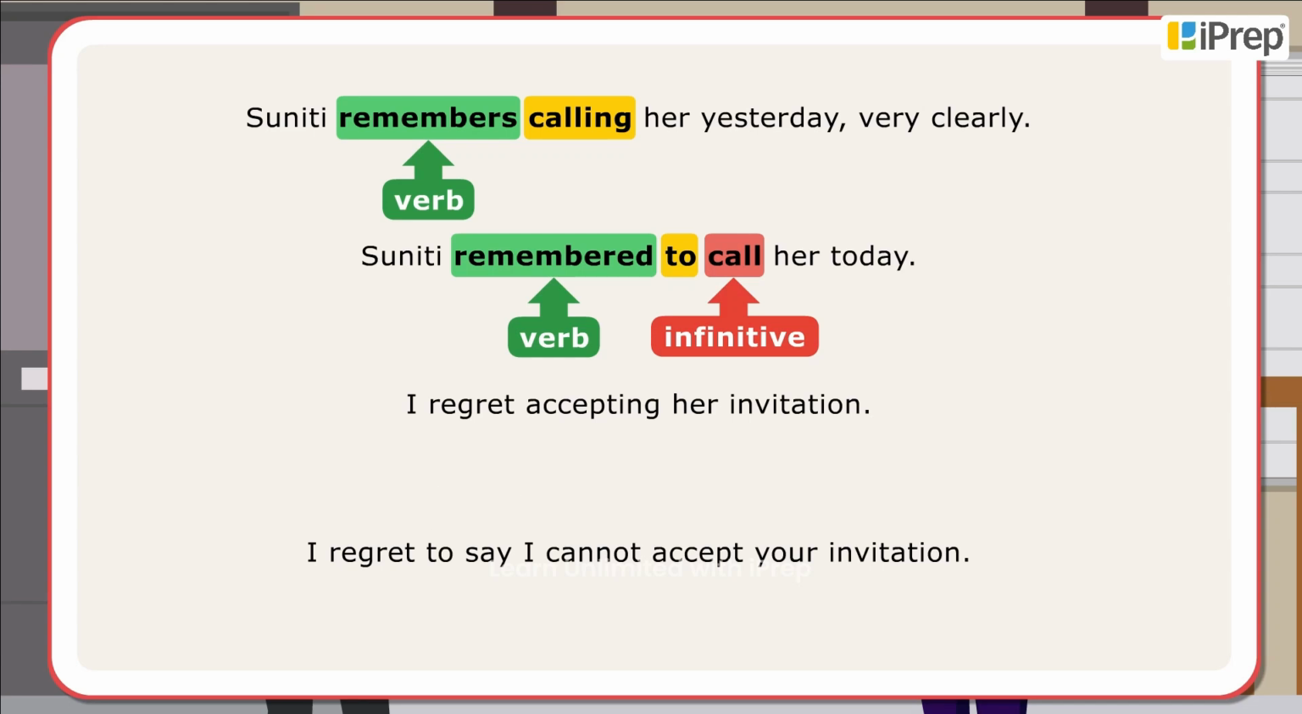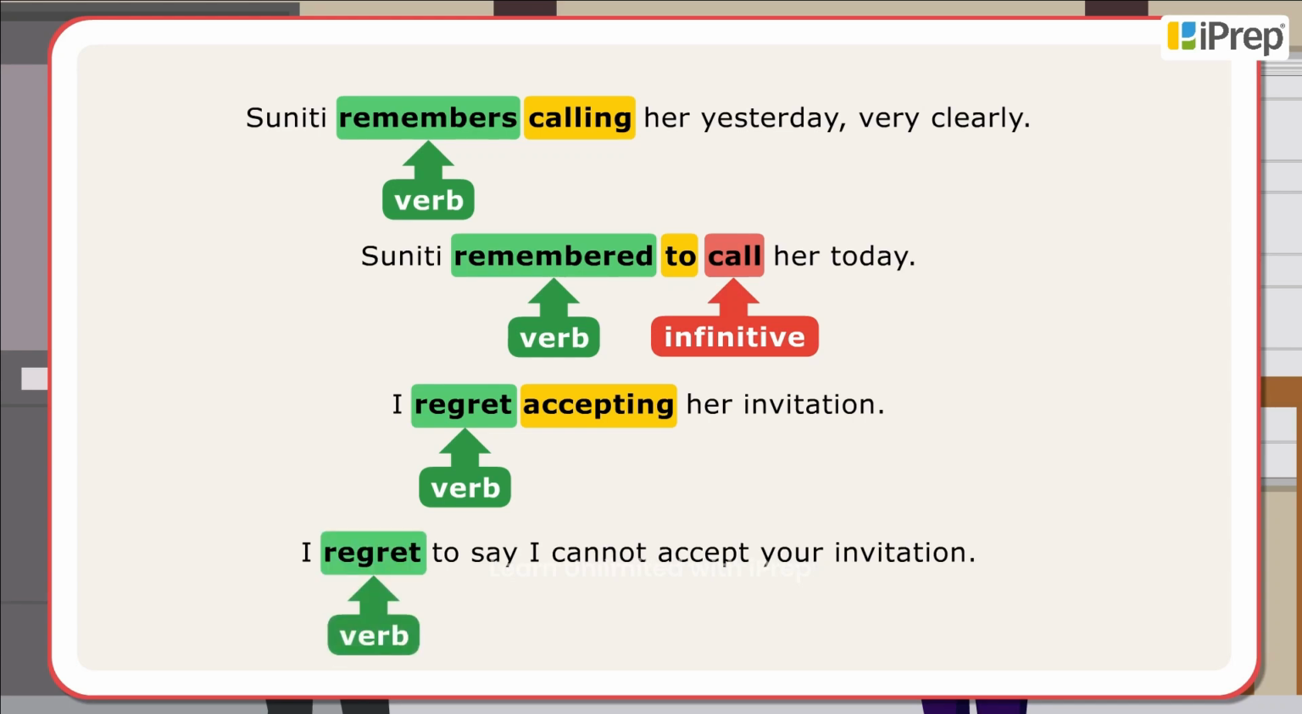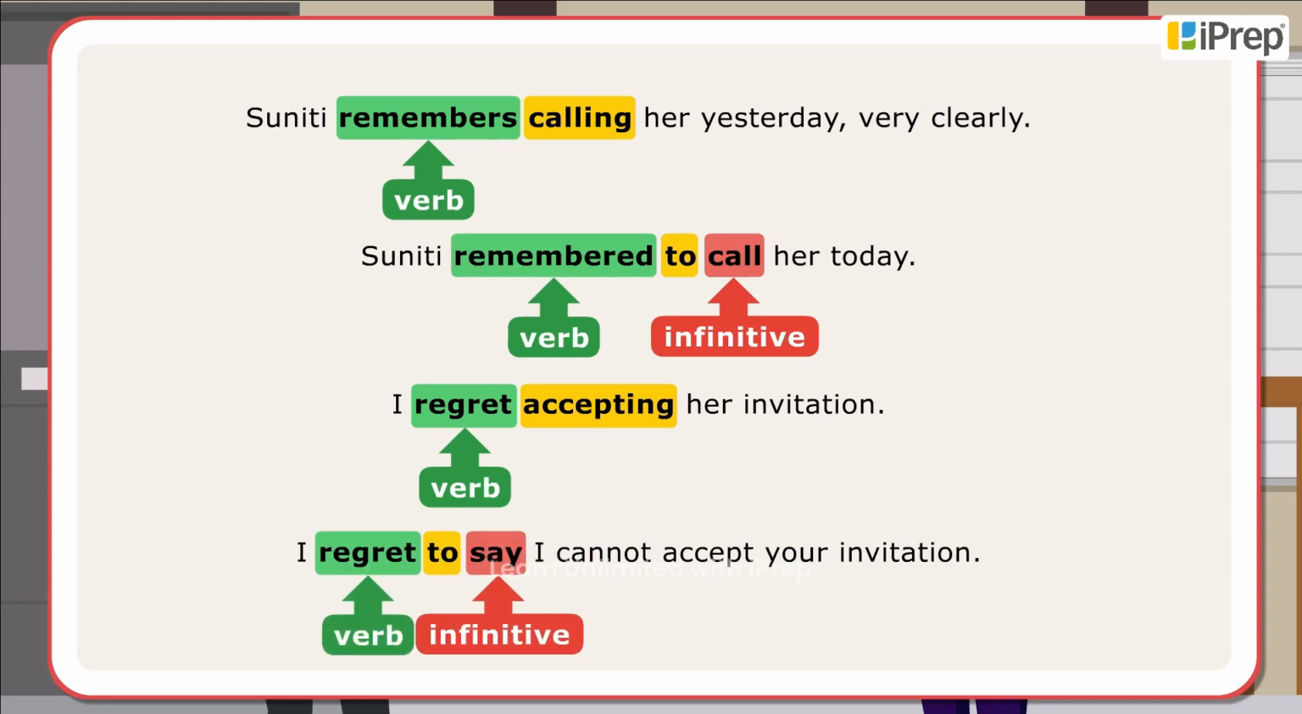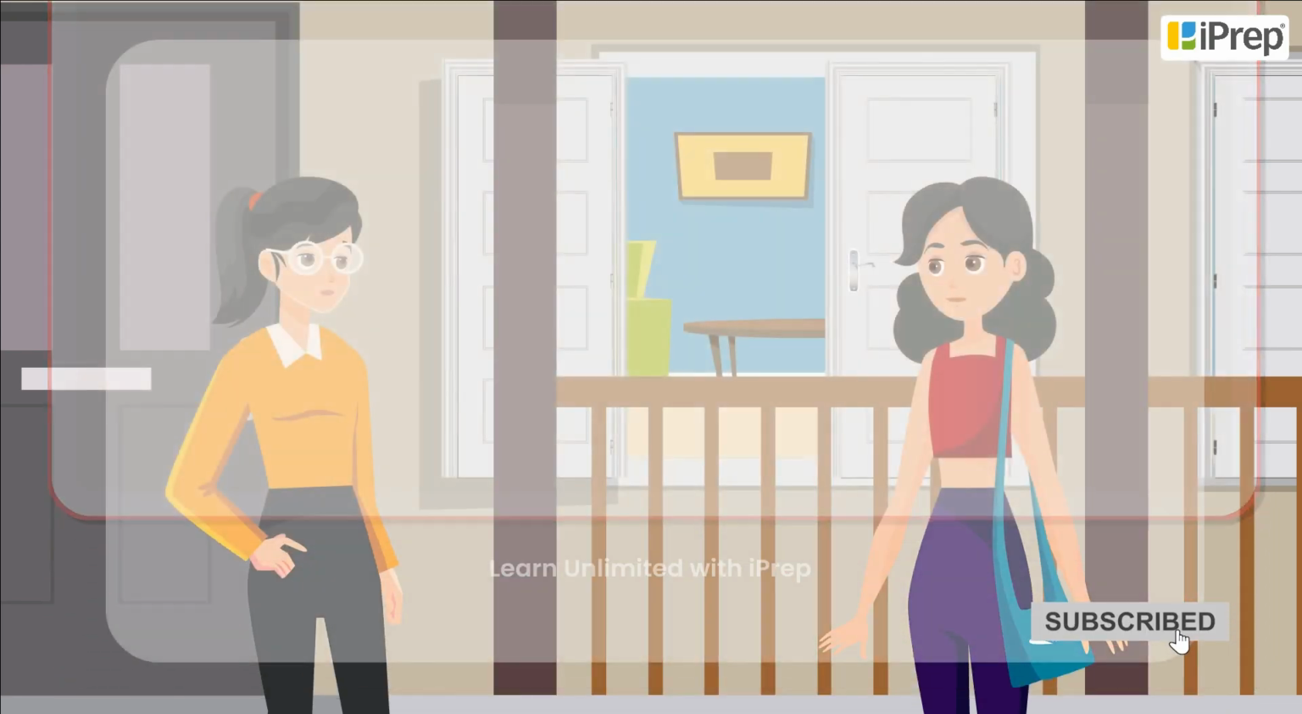In the third sentence, the verb regret is followed by ing and it means that the action of accepting took place before the regret came in. In the fourth sentence, the verb regret is followed by to and infinitive say, and this means that I first feel regret and then say something.